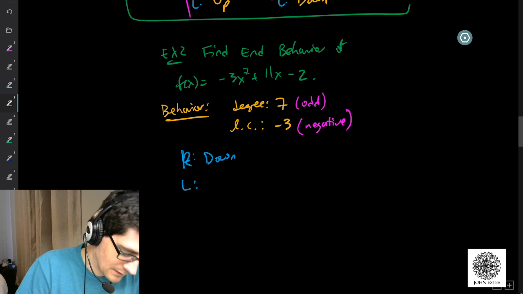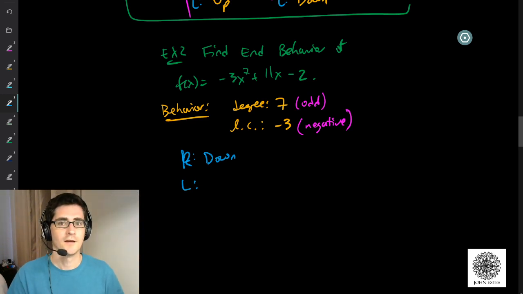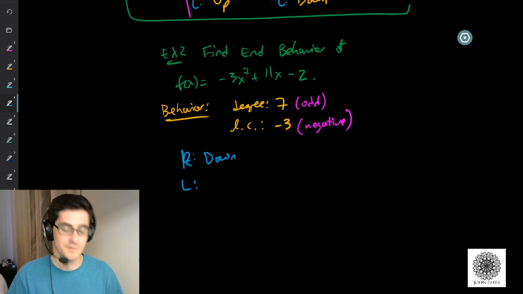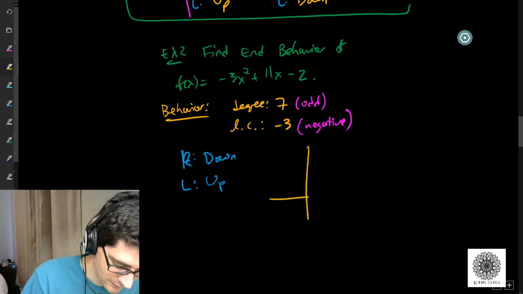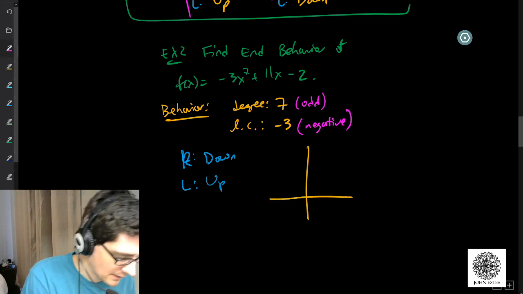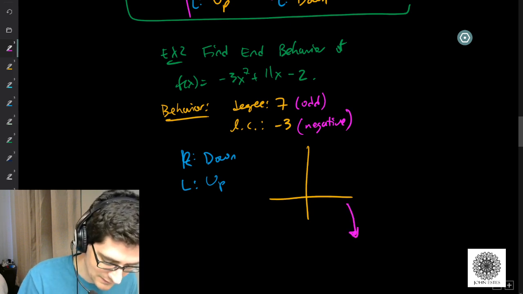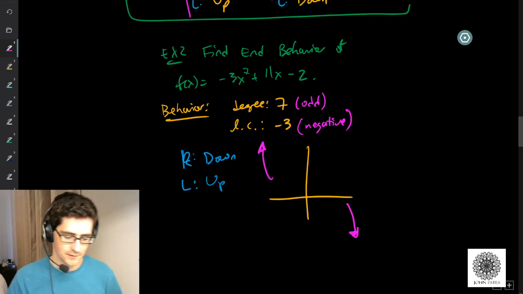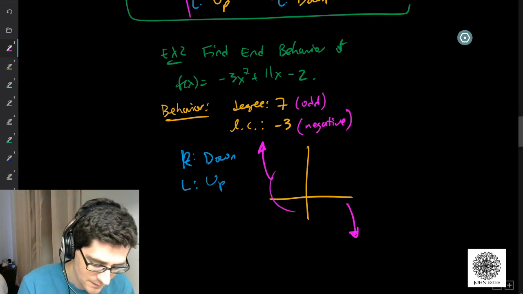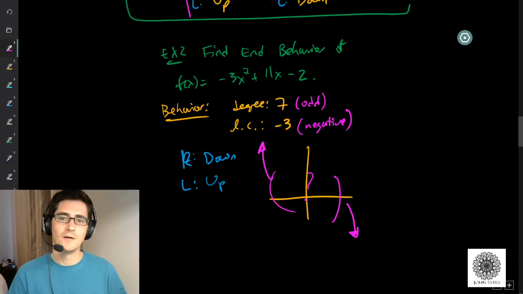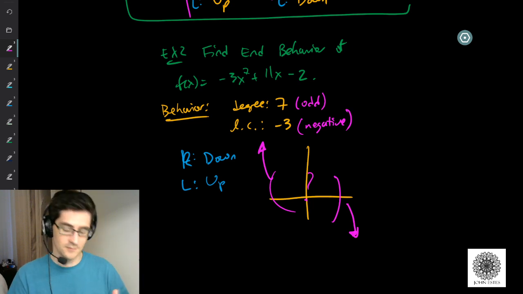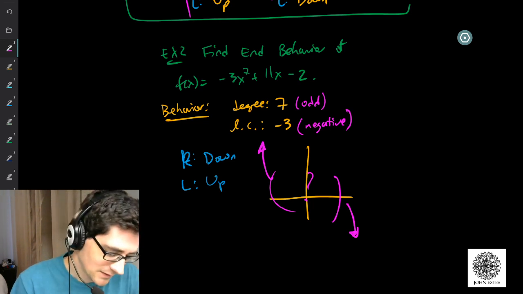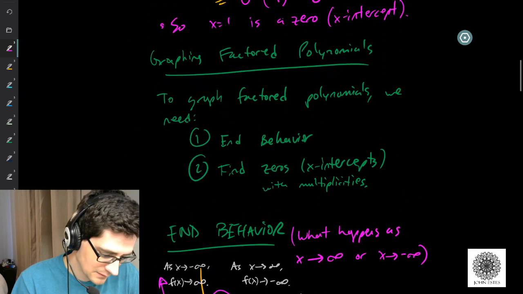And since it's odd, on the left, what happens? The left and the right are different. So on the left, it's going up. So what do I know about this polynomial? I don't know a lot, but eventually this graph is going to go down on that side, and on the left it's going to go up like that. What I don't know is what happens in the middle. For right now, all I know is what's going on at the extremes. When x goes to positive and negative infinity, it goes down on one side and up on the other. Does that make sense? That's the first big concept we need to graph a factored polynomial.